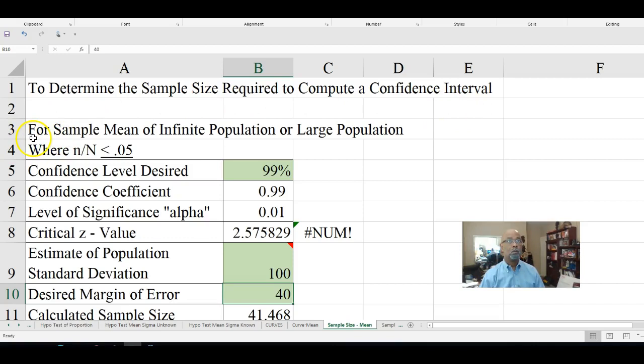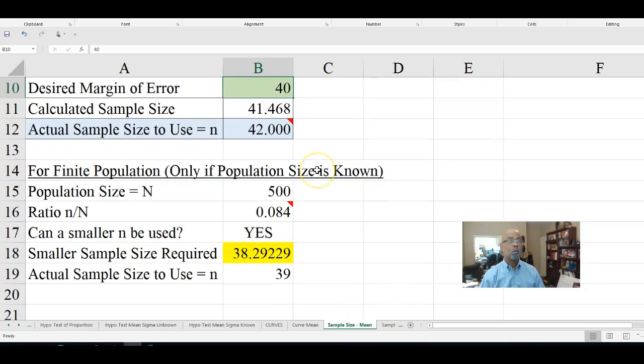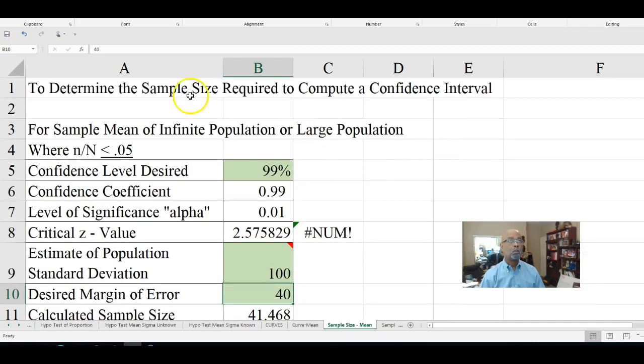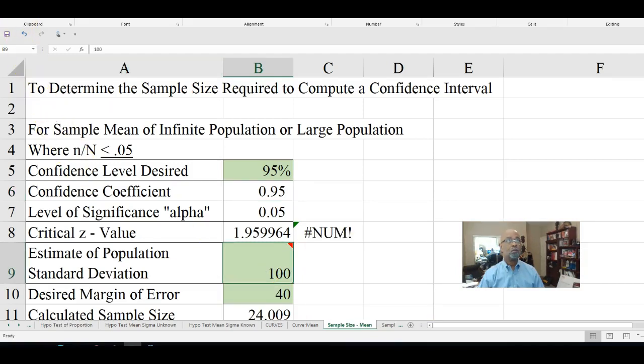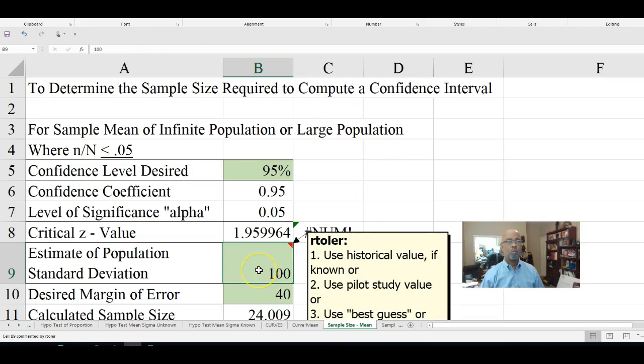And we want to use the confidence level that we desire, which in this case is 95%, confidence coefficient being 0.95. They gave us the standard deviation. The estimated population standard deviation in this case was 30.